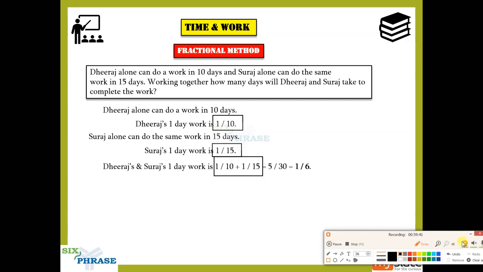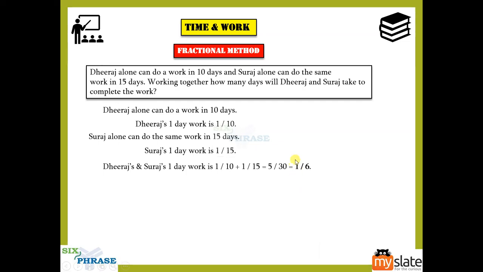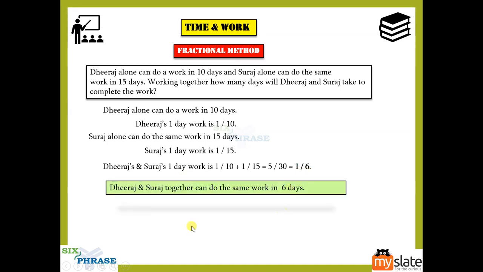Now what I've done is I'm adding the work done per day. So I'm getting 1 by 6. What is this 1 by 6? 1 by 6 is Dheeraj and Suraj's 1 day work. Now you know the converse of this. If 1 day work is 1 by 10, it will take 10 days. Correct? Similarly, if both of their 1 day work is 1 by 6, both of them will complete it in 6 days. So Dheeraj and Suraj together can do the same work in 6 days. The inverse of 1 by 6 is 6.